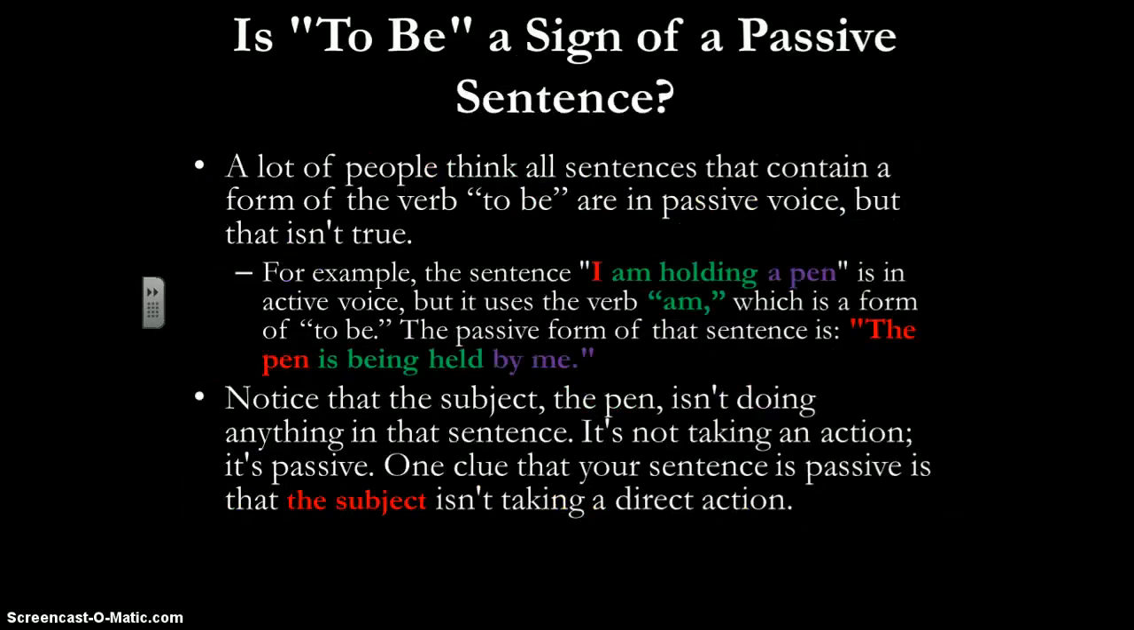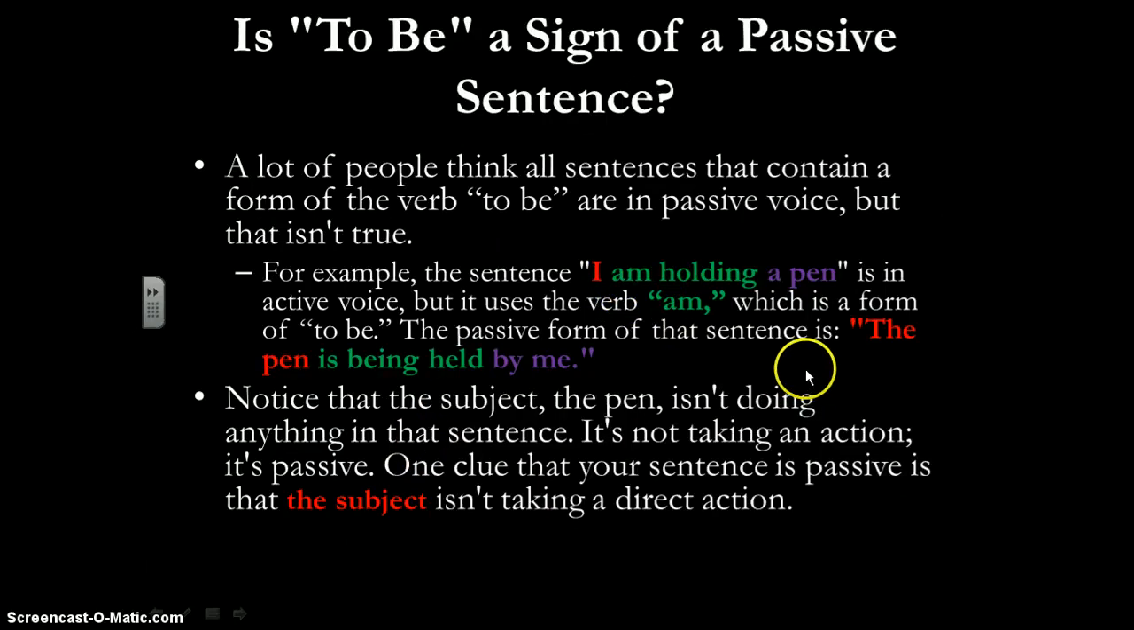So let's go back and look at this example right here. I am holding a pen. What is the subject? I. And what am I doing? I am holding a pen. Is the subject doing the action? Yes, it is. Therefore, this is an active sentence that happens to have the be verb am in it.